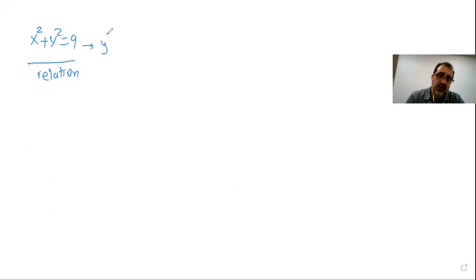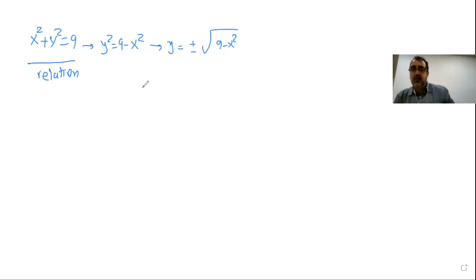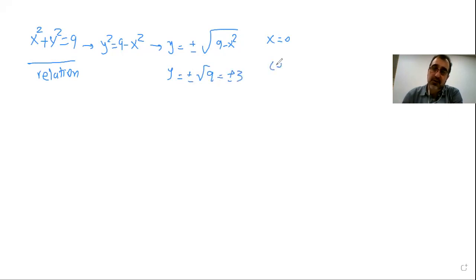From here, for instance, y squared is going to be 9 minus x squared, and then y is going to be plus or minus the square root of 9 minus x squared. For instance, if I assign 0 for x, we're going to have y equal plus or minus root 9, which is plus or minus 3. You see, for 0, you're going to have two values, 3 and negative 3. This can be a set of ordered pairs: (0, 3), (0, -3).